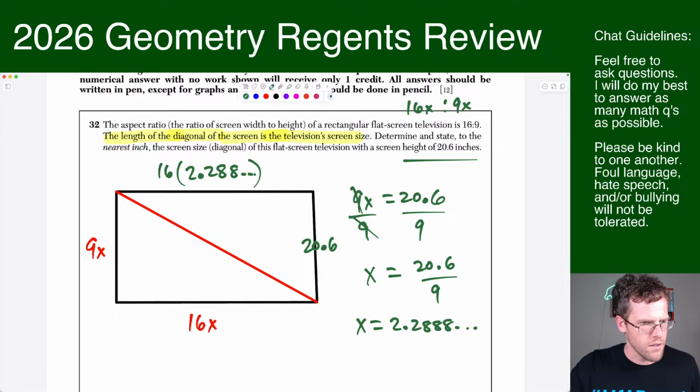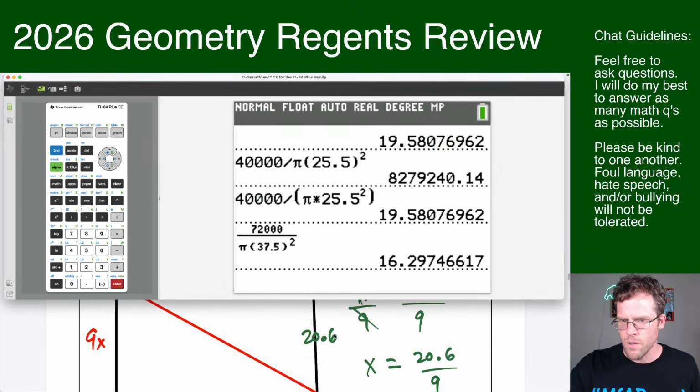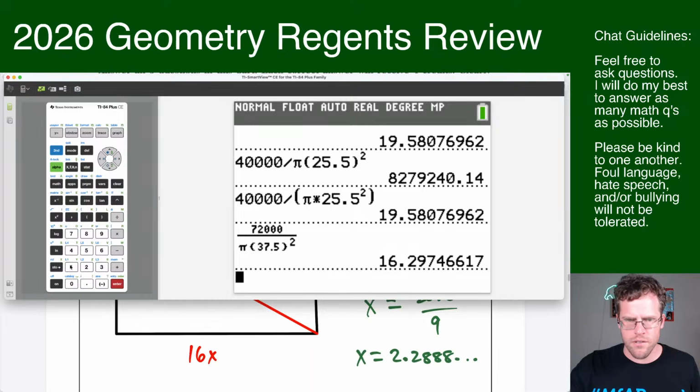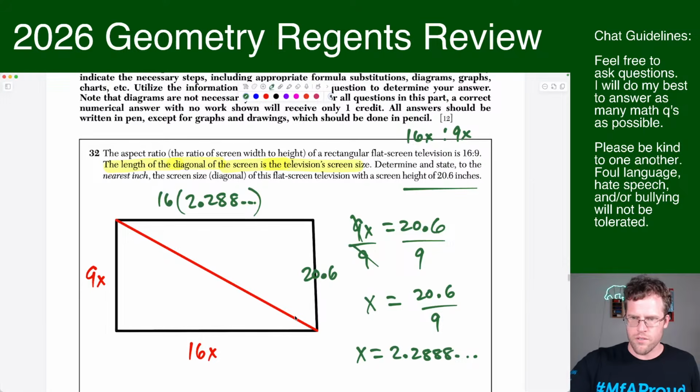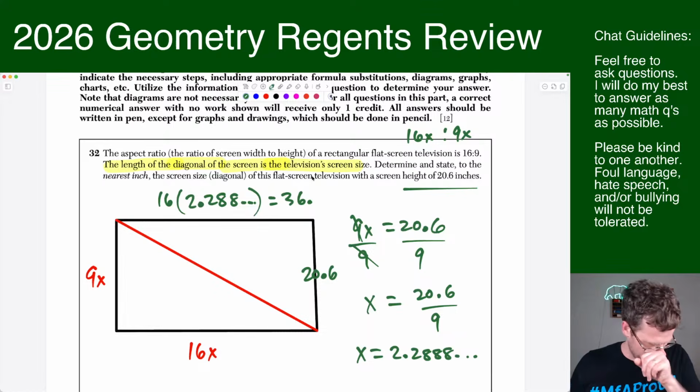All right, let's see. I'm sorry, you get 16 times x. And x is 2.2, and then a bunch of 8s. I'll just write a bunch of 8s, that'll get the message. So 36.62222. All right, so that's 36.6, and then a bunch of 2s.